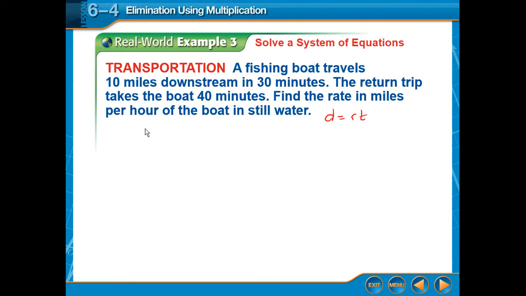So a fishing boat travels 10 miles downstream in 30 minutes. So he goes 10 miles downstream, so 10 for D, distance, rate, time, in 30 minutes. So his rate, let's say that x is the rate at which he paddles. And we'll say c is the current. So if he's going downstream, he's moving with the current. So his total rate is going to be how fast he rows plus the rate of the current. So this is going to be x plus c.